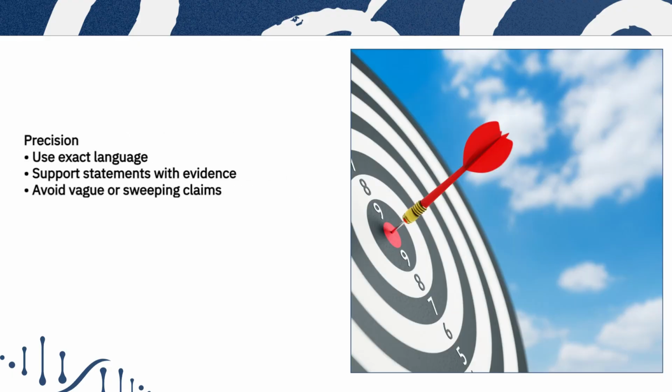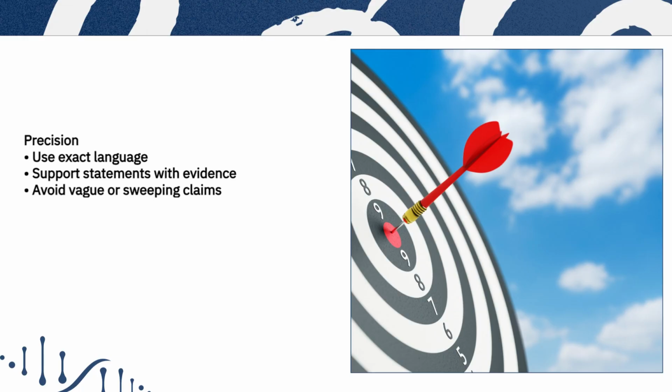Now let's talk about precision. Precision is the difference between saying, "Drug X improved outcomes," and saying, "Drug X reduced hospitalizations by 28% in patients with moderate to severe asthma compared to standard therapy." In medical affairs, precision is non-negotiable. Regulators demand it. KOLs expect it. Internal teams rely on it.